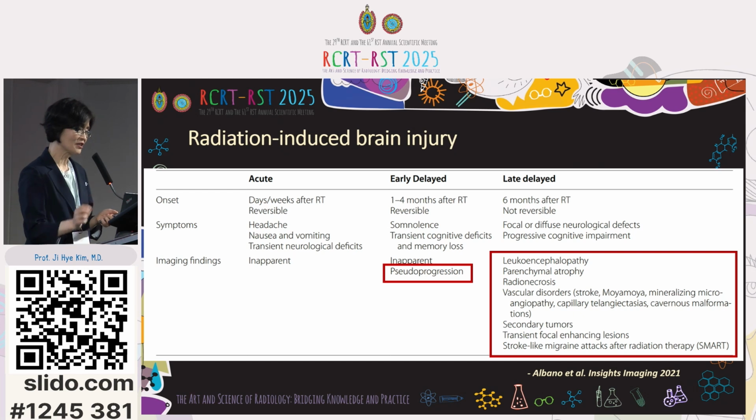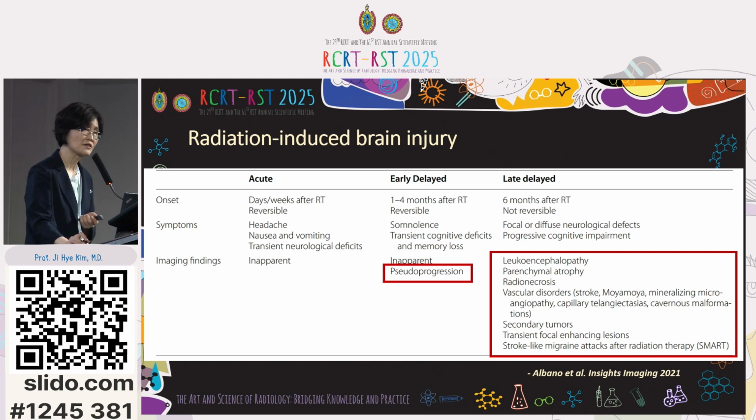The RT-induced brain injury can be classified into acute, early delayed, and late delayed reactions. The acute parenchymal lesion is quite rare with the conventional dose fractionation schemes, so usually nothing can be found on MRI. Early delayed reaction, we can see the pseudo-progression with a T2 hyperintensity and enhancement. Late delayed brain injury can occur more than 6 months after irradiation, which is mostly irreversible.